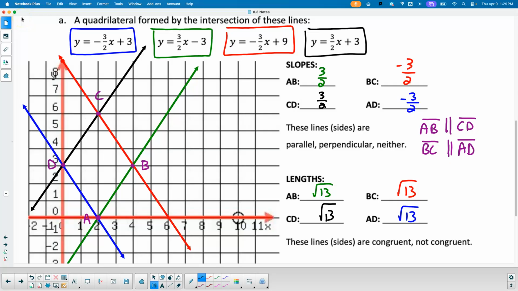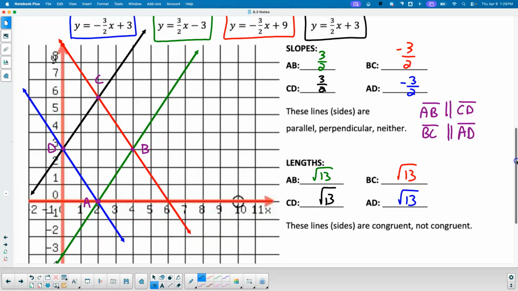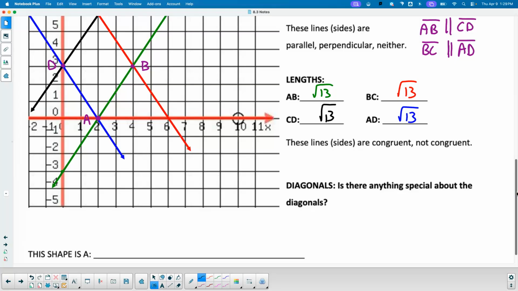So 3 squared is 9, 2 squared is 4. So it's square root of 13. So all of them are the square root of 13? So they're all equal, right? Okay? So are we still on parallelogram? We're on a rhombus. No, now we're a rhombus, right? Because all 4 sides are equal. Okay? So it bumped up from a parallelogram to a rhombus.